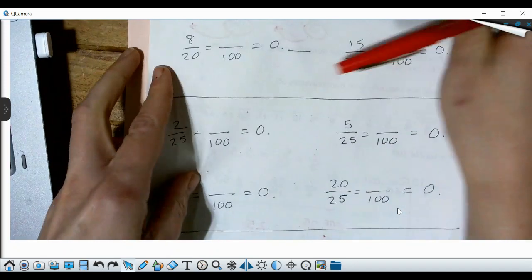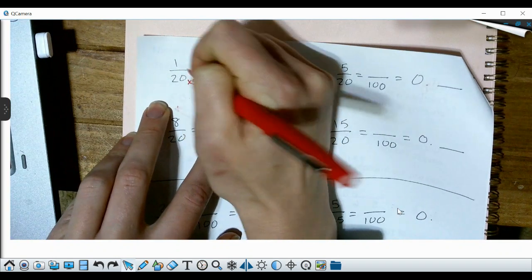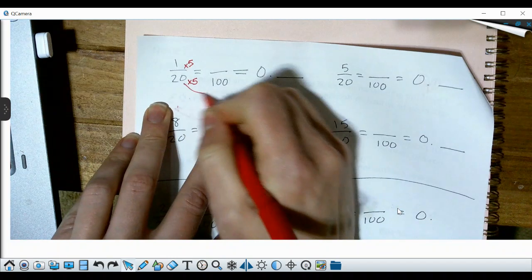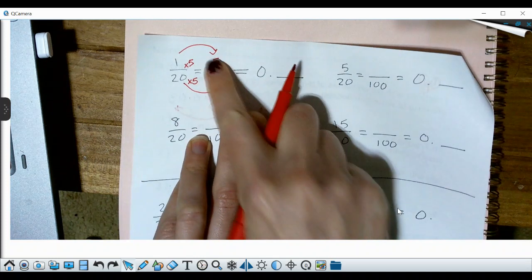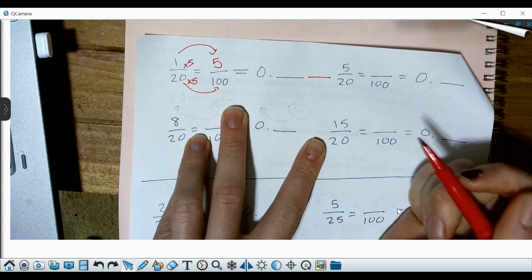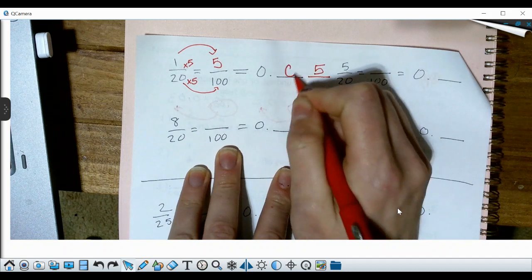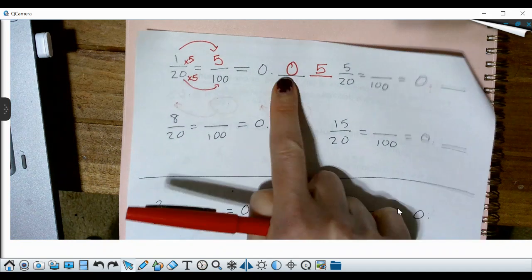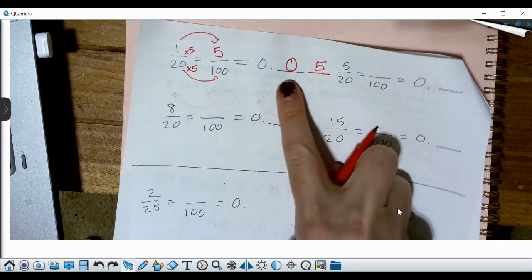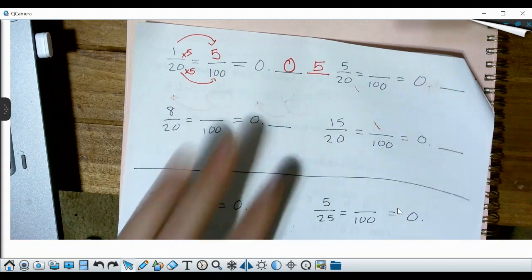All right, I'm going on to the next page. 20 times what gives us 100? Well, 20 times 5 is 100. 1 times 5 is 5. Now, be careful. We have 5 hundredths, so I know I need 2 decimal spaces, okay? My 5 goes in the hundredths spot, and then I put a 0 right there. Be very careful. If you've got a single digit over 100, it's not going to be right there. 5 cents, that's 5 pennies, is not the same as 50 cents.